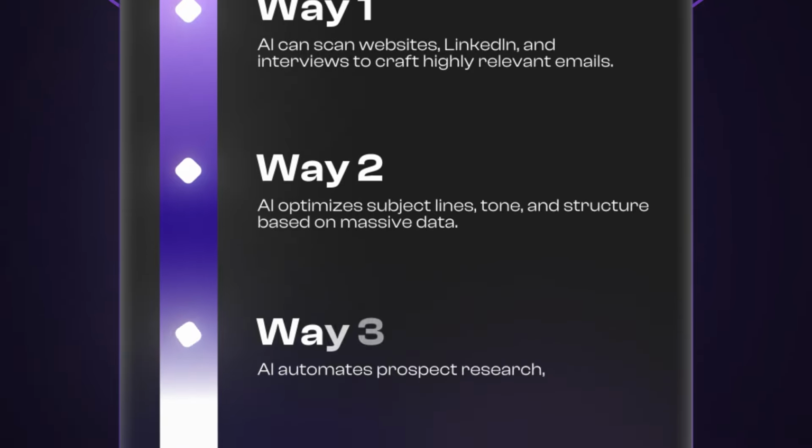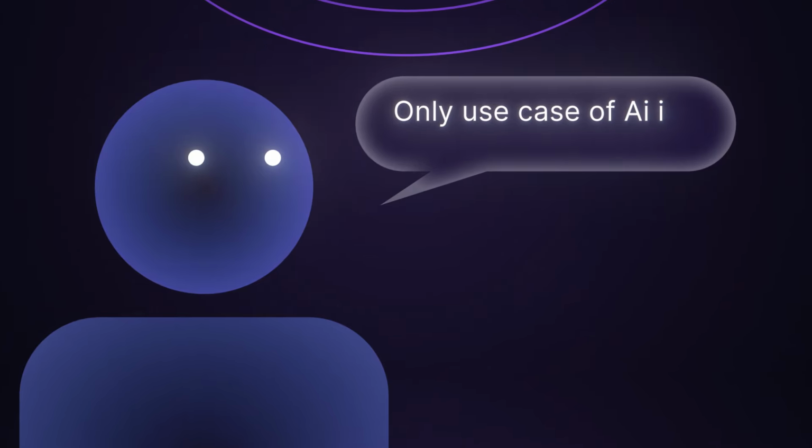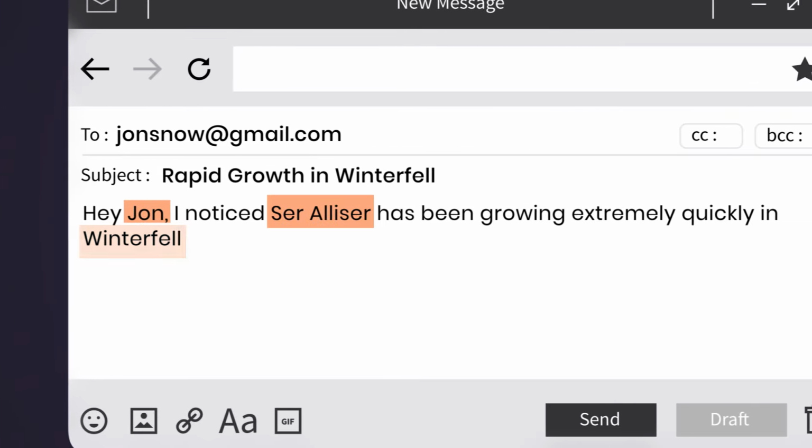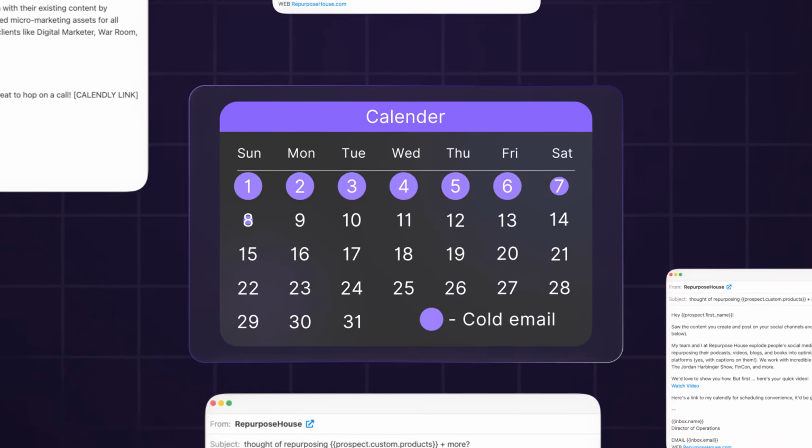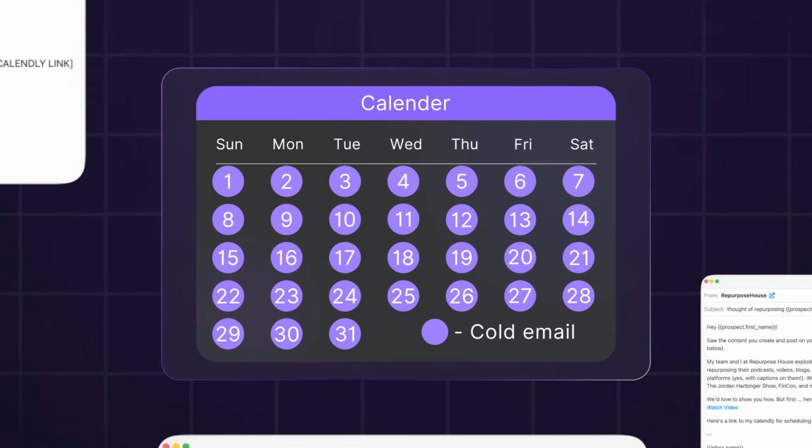AI has changed the cold email game in so many ways, and most people think the only use case for AI in cold email is to just personalize that first line in the email. But AI has advanced way beyond that, and now the ways you can use AI are genuinely insane. I know this because I spend every single day in the trenches of cold email, and I'm constantly looking for ways to implement AI to stay ahead of my competition.